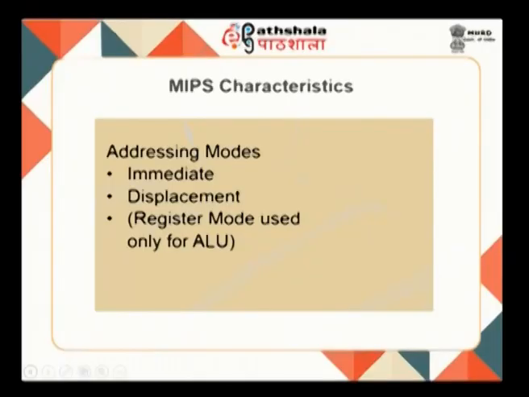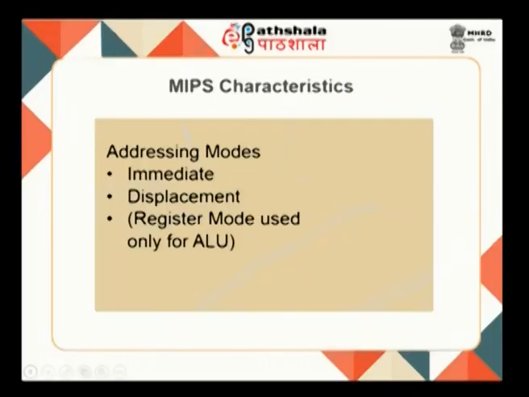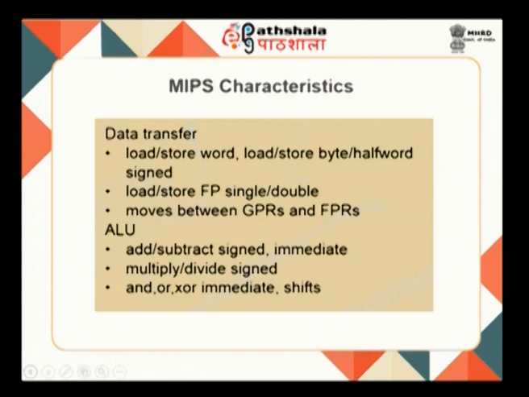Immediate addressing, if you recall, allows you to specify an operand as part of the instruction itself. Displacement addressing is wherein you have a base component specified in a register and a displacement given along with it. So, if you add the displacement and the base given in your register, you will get the unique effective address of the memory location, and the register mode is used only for ALU operations.